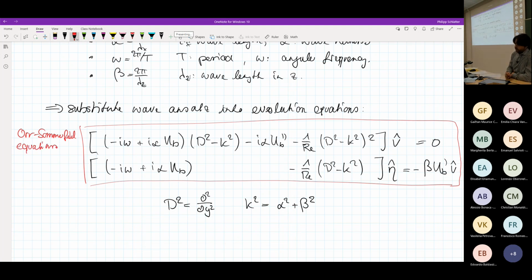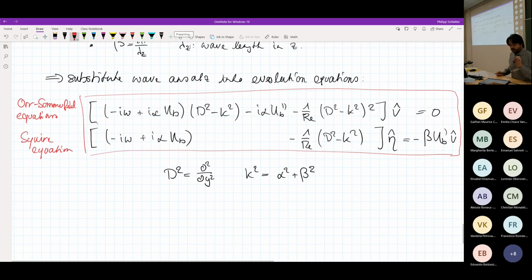And the second one, the one for eta, came a little bit later, and this was derived by a person called Squire, and therefore these are called the Squire equation. But these two equations are really the fundament for any type of linear stability calculations that we do. So these are the Orr-Sommerfeld and the Squire equation.